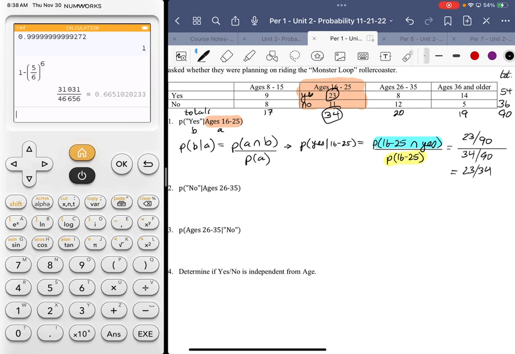So for the second one, it says find the probability of no given that you're in the 16 to 35 interval. So I need my denominator. It's a total of 20 individuals in that group, and only 12 of them are no's. So that's it. We don't have to do anything else beyond that, right? The next one, just kind of go the other way.